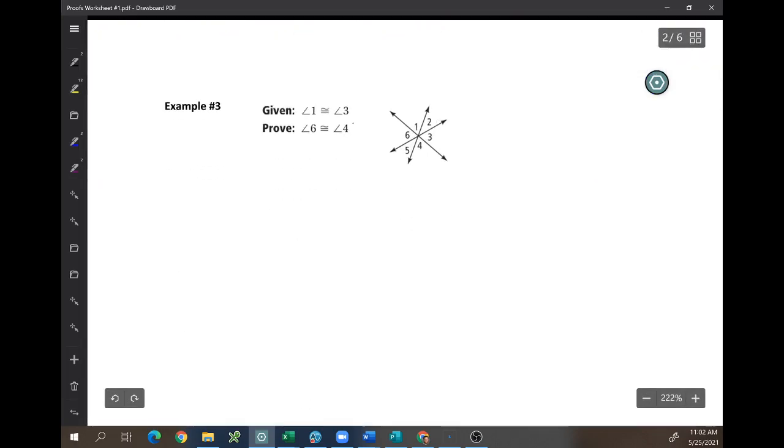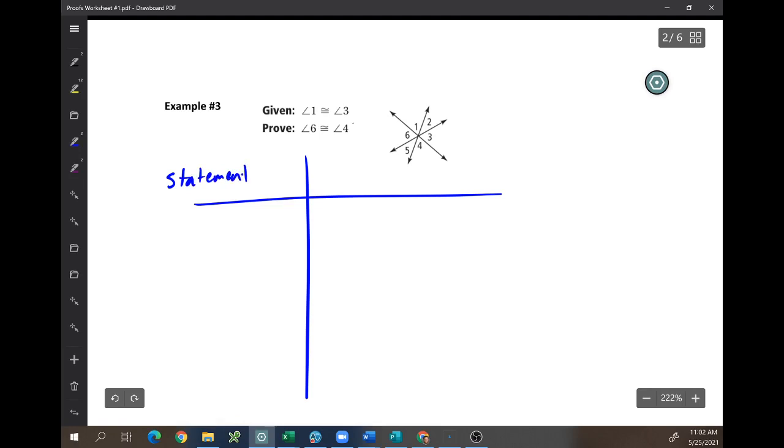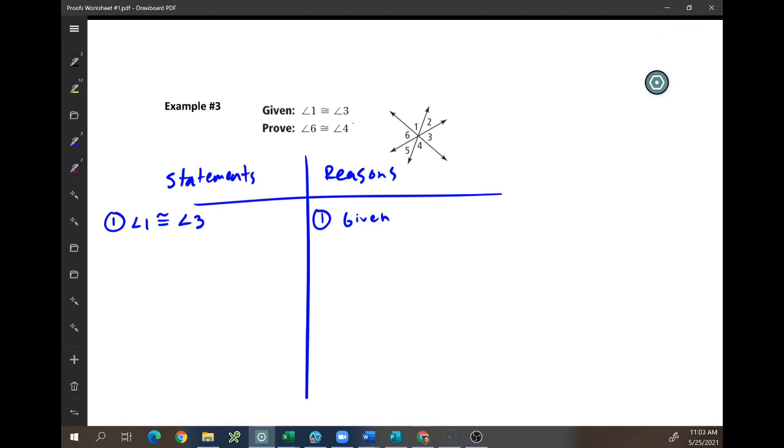We have angle 1 is congruent to angle 3. That was our given. So I'm going to make my statements and my reasons. And our goal is to prove that angle 6 is congruent to angle 4. So sometimes when I'm planning these out, I'm going to write in my given, but sometimes I don't actually write out everything. I kind of try to do it by hand first up here and just think, why are they congruent? So I know that angle 1 and angle 3, those are congruent. And I want to prove that angle 6 is congruent to angle 4.